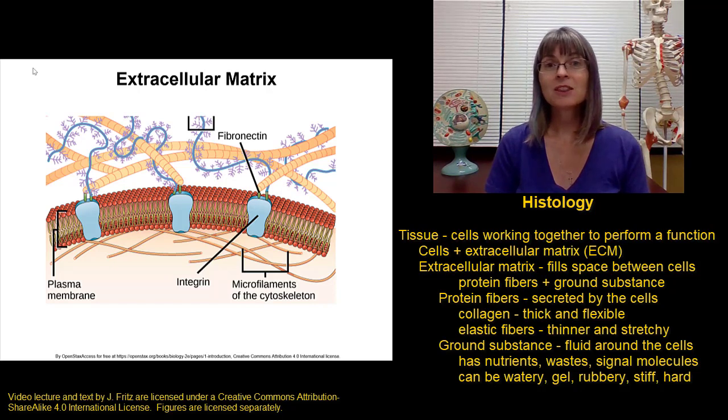In some tissues, the ground substance is very watery. In others, it's a little stiffer, sort of gelatinous. In tissues like cartilage, the ground substance is actually fairly rubbery and somewhat stiff. And in bone, the ground substance is actually hard. Especially in tissues like bone and cartilage, the extracellular matrix is as important to the function of the tissue as the actual cells. Other structures that contain more extracellular matrix than cells would be tendons and ligaments, and even the cornea of the eye.